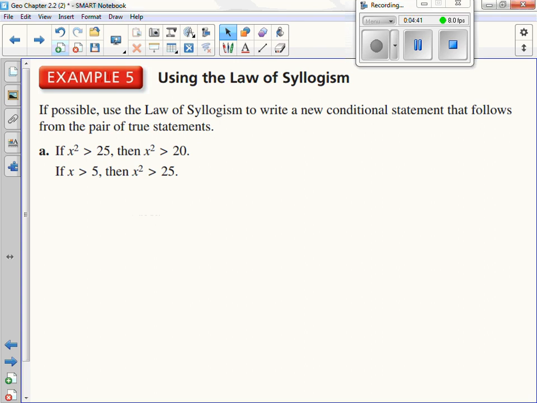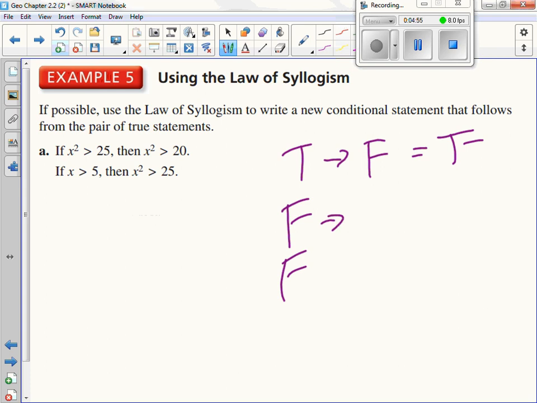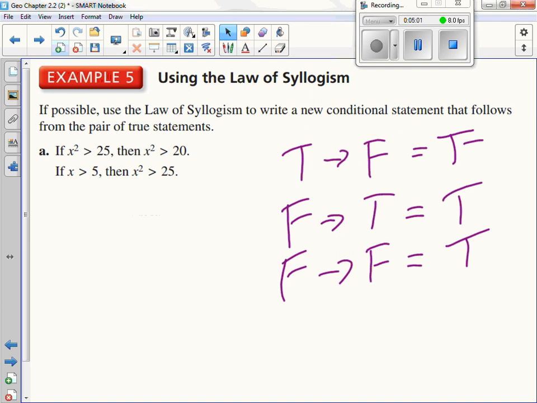Okay? Now, if you remember back to the truth tables, because I mentioned it briefly, a true hypothesis implying a false conclusion gave us false, and if the hypothesis is false, the result doesn't really make any sense, because if the hypothesis is false, it doesn't matter what happens because nothing's going to work.